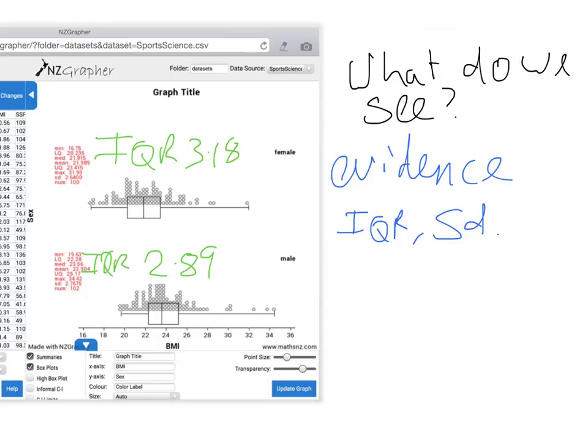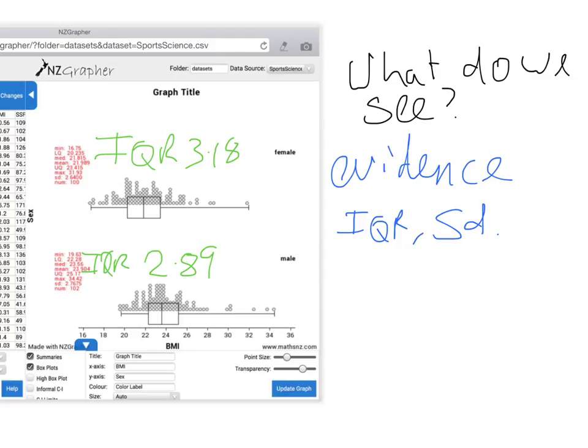We've got a few more points out near the edge if we look over here with the male data, which is why it's got the higher standard deviation, but the female main box is slightly wider. But there's really no real difference between them. They're roughly the same. So what we say here is there's no real difference between them.